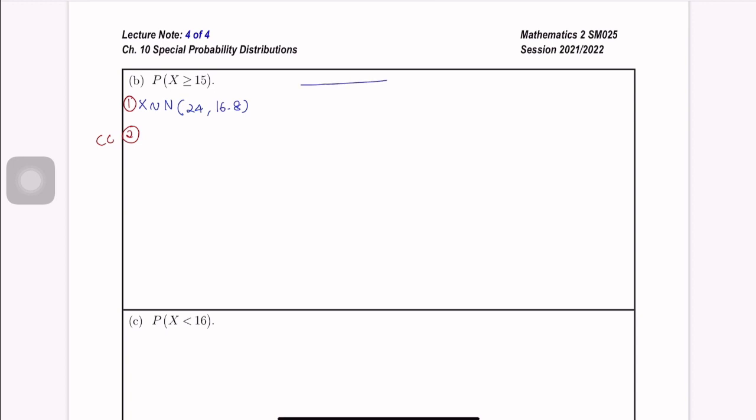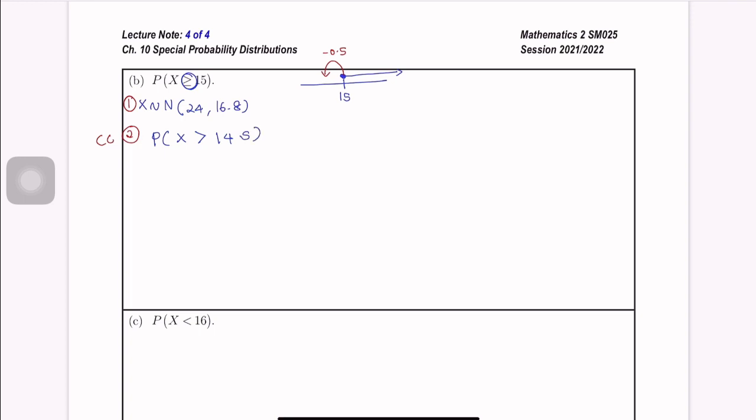So we have, okay, draw a number line. If you're not sure, just draw a number line. So x greater than 15. If you want to do CC, we will take 0.5 outside the blue line. So that means you need to minus 0.5, with the condition that this one must be greater than or equal. So if you do CC, we have probability x greater than 15 minus 0.5, so we get 14.5.